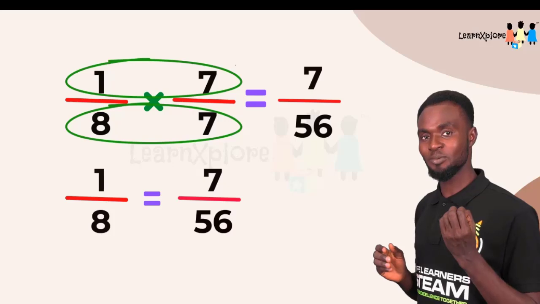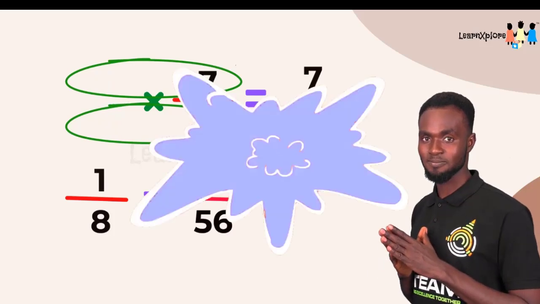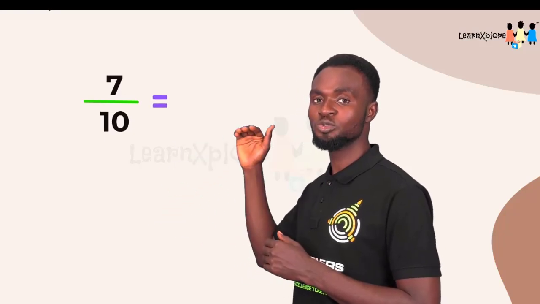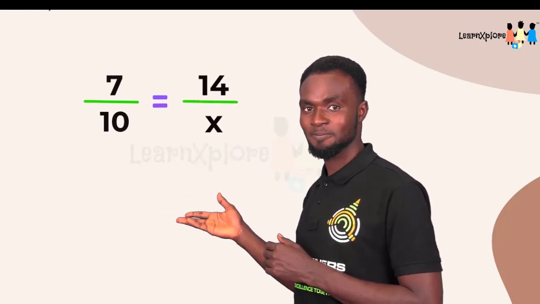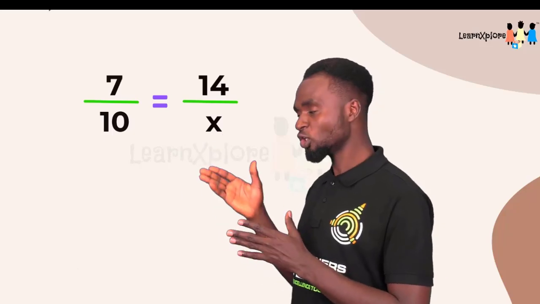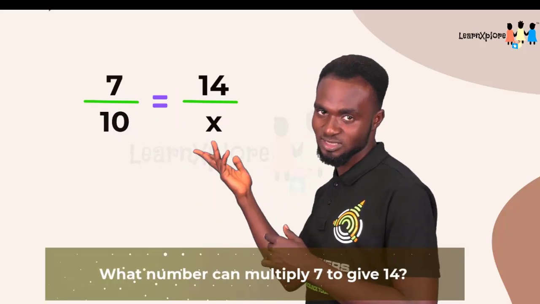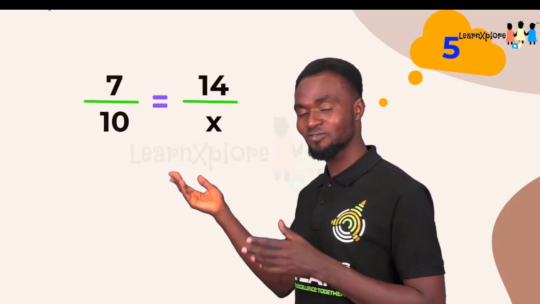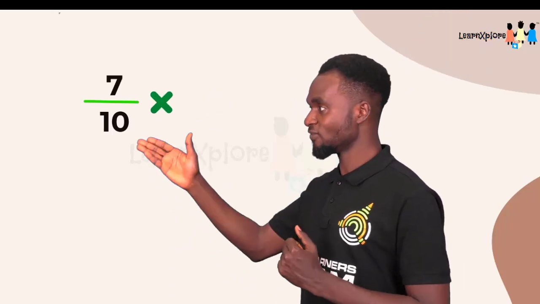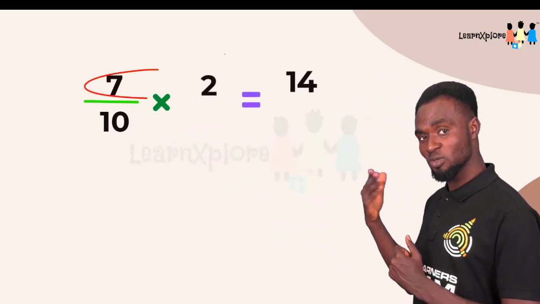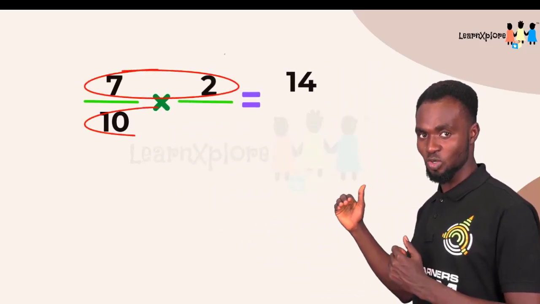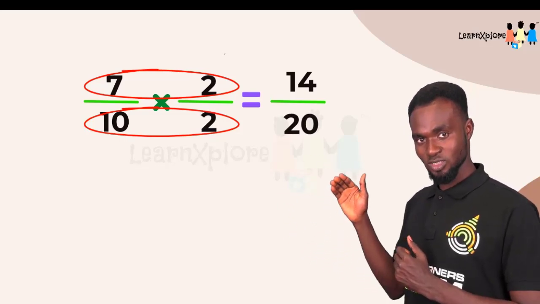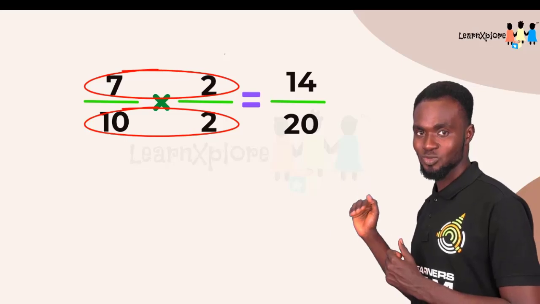Let's have one more example to further understand this concept. We have 7 over 10 is equal to 14 over x. Let's go to the numerator. What number was multiplied to 7 to give us 14? 5? 7 times 5 is 35, so it's more than 14. 2. 7 times 2 is 14. Since you multiply 2 to the numerator, multiply 2 also to the denominator, which is 10. 10 times 2 is 20. So the new fraction is 14 over 20.